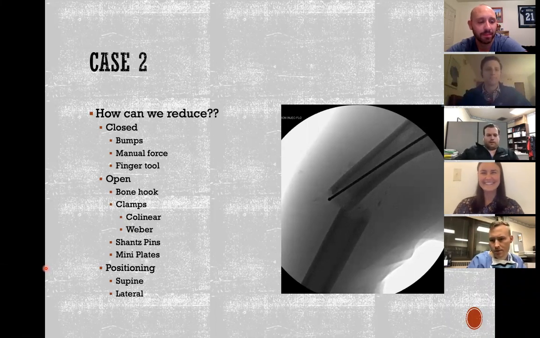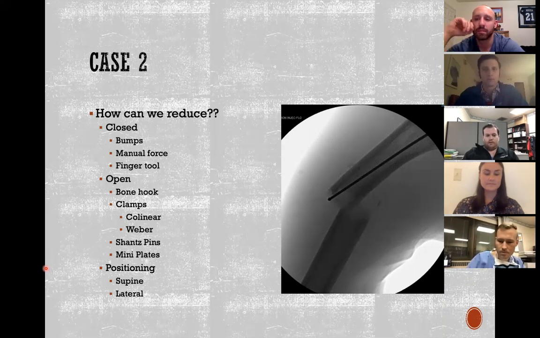So in order to reduce this fracture, we have a couple options. Keep in mind that the wire is coming from proximally to distal. So the fragment in the top right is our proximal fragment. Down at the bottom left is the distal fragment. In order to reduce it, we essentially need to try to neutralize the deforming forces we were talking about before.